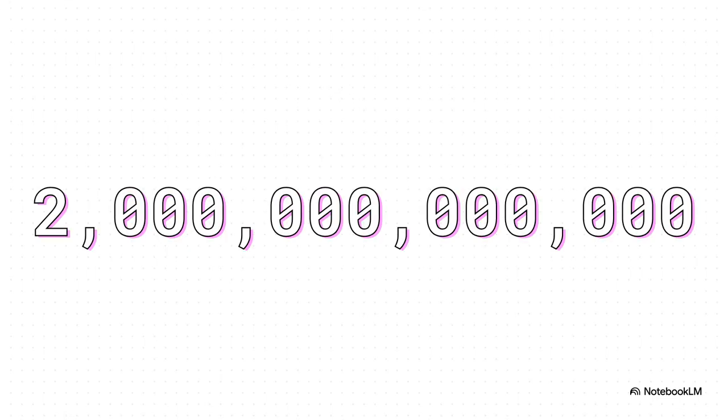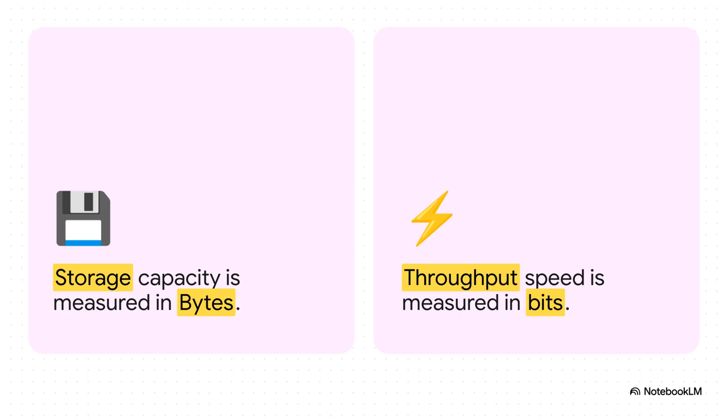To put that massive scale into perspective for a second, think about a standard 2-terabyte hard drive you might buy at the store today. That little rectangular piece of plastic and metal holds 2 trillion individual bytes of data. That's 2 trillion individual keystrokes of text, all organized and perfectly recallable at a moment's notice. It's wild.